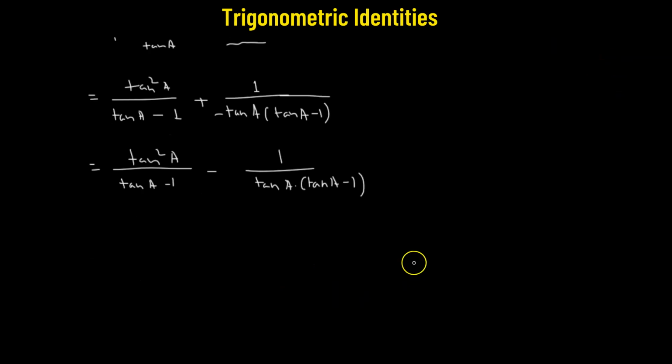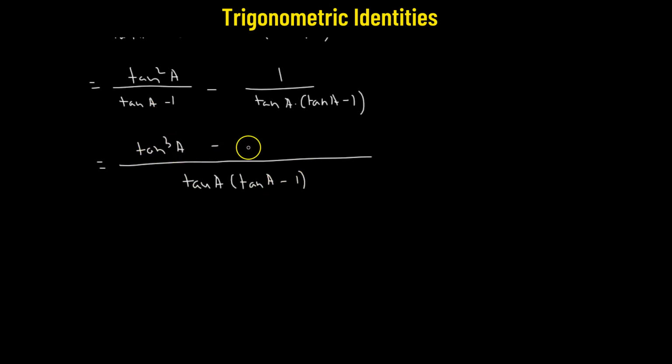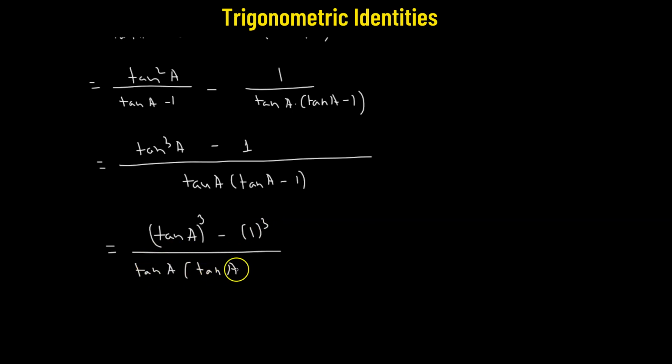Now we can combine the two terms. So our common denominator will be tangent of A multiplied by tangent of A minus 1. So in the numerator, we're going to have tangent cubed A minus 1. Now tangent cubed A minus 1 can also be expressed as tangent of A whole cubed minus 1 cubed, divided by tangent of A multiplied by tangent of A minus 1.